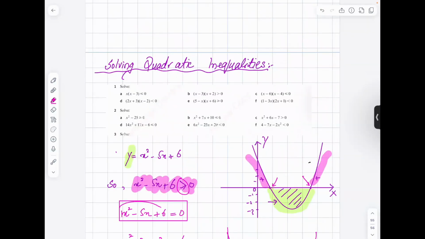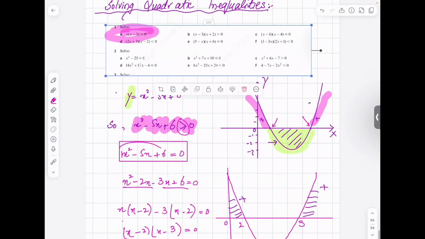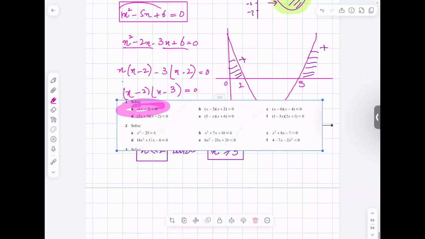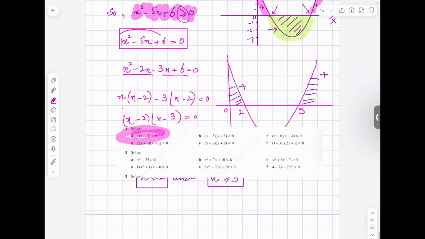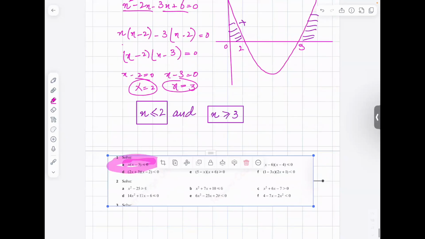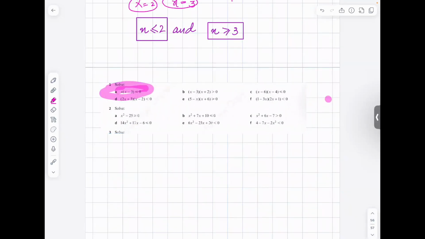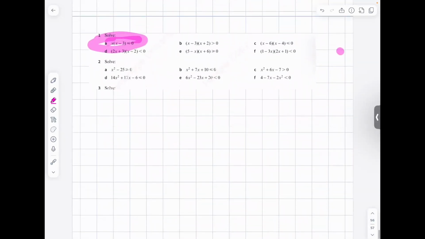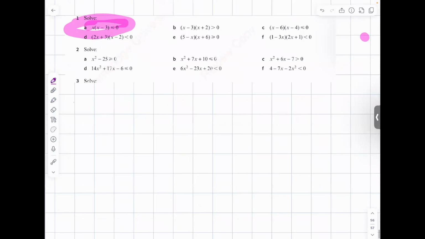A few questions. Part 1 would be really easy, x into x minus 3. Let me bring it down here. Okay, now here is the question. Question number 1, part A, that is x into x minus 3 less than or equal to 0.